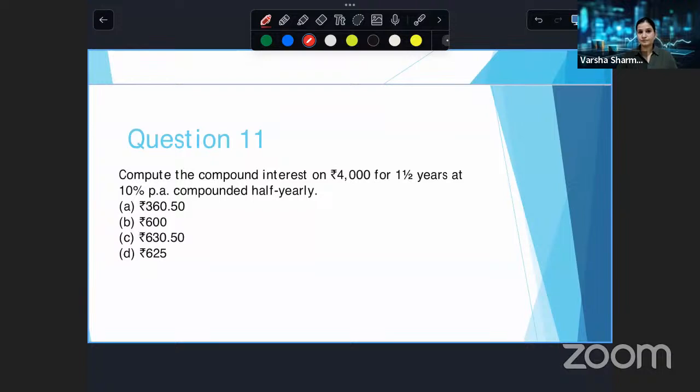So 11. Calculate the compound interest on rupees 4,000 for 1.5 years at 10% per annum, compounded half yearly. Half yearly is again twice a year. So 1.5 year, the installment will be thrice. 10%, it becomes 5%. Yes? So compound interest, 4,000 principal, 1.05 raised to the power 3 minus 1. 630.5.